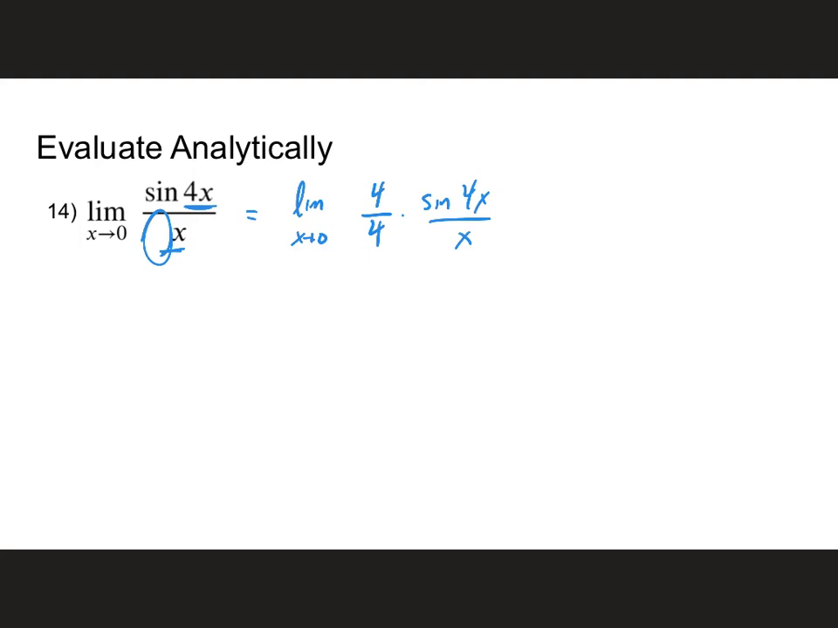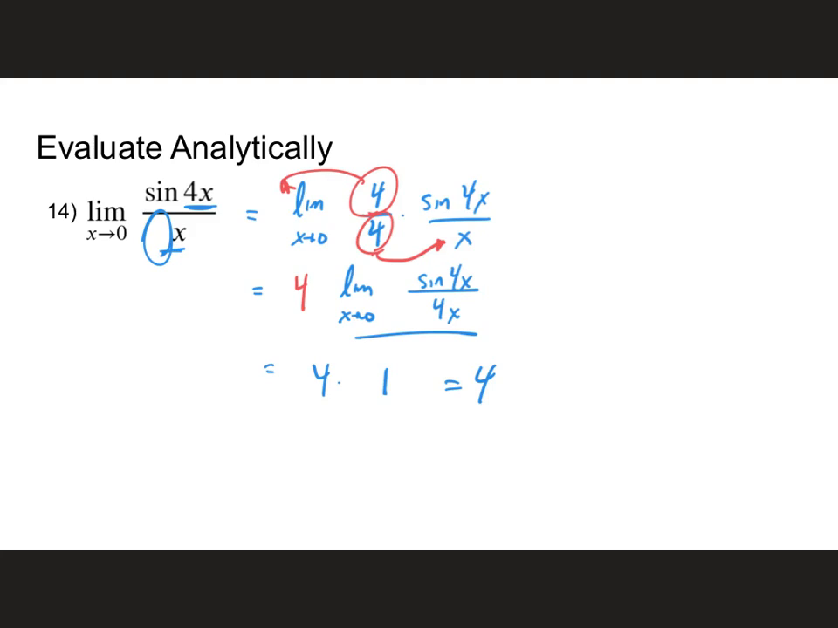4 over 4 is a form of 1. And now watch as I rearrange things. This 4 is a constant, so I can bring that out front. So 4, then the limit as x approaches 0 of the sine of 4x, and I can put the other 4 right over here in front of that x, so sine of 4x over 4x. What do I end up with? 4 times, that's 1, which gives me 4.